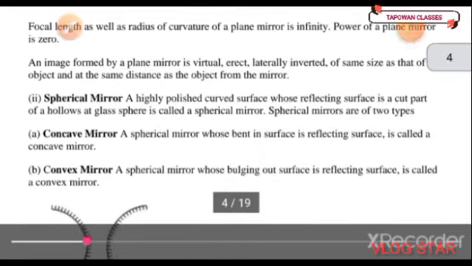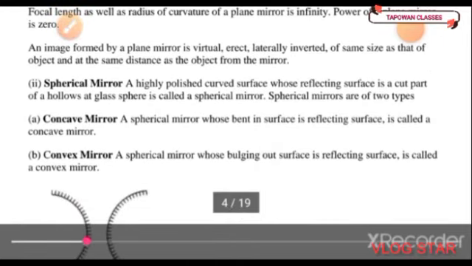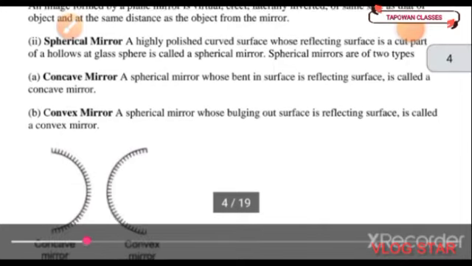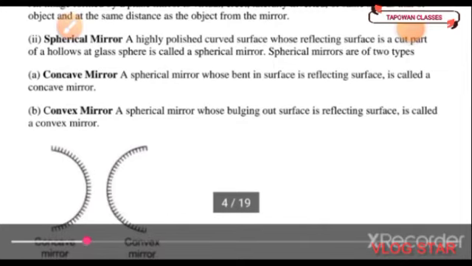Now we come to the spherical mirror. There are two types, a concave mirror and a convex mirror. What is a spherical mirror? A highly polished curved surface whose reflecting surface is a cut part of a hollow glass sphere is called a spherical mirror. Spherical mirrors are of two types, concave and convex. A spherical mirror whose bent-in surface is the reflecting surface is called concave, and a spherical mirror whose bulging-out surface is the reflecting surface is called a convex mirror.